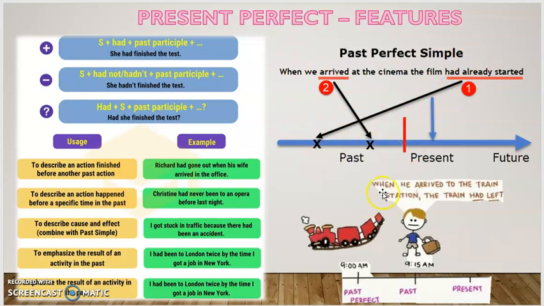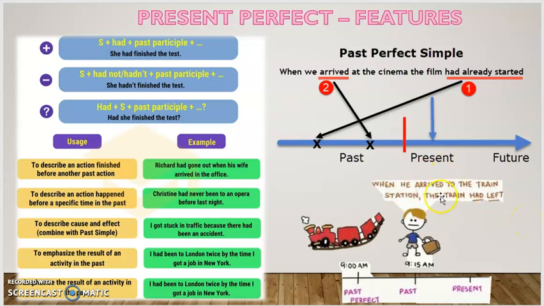We have another example. When he arrived to the train station, the train had left. Cuando él llegó a la estación de trenes, el tren ya se había ido. Okay, so it means we can draw it. The train left at 9 and I arrived, or he arrived at 9:15. Okay, so which action occurred first? He arrived to the train station or the train left?